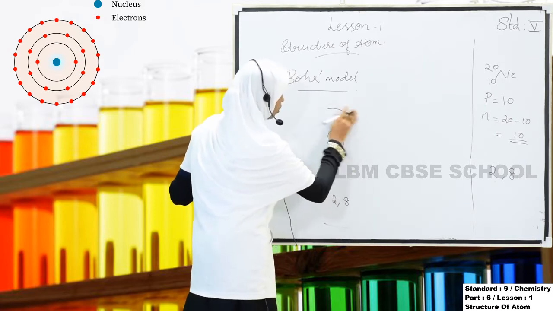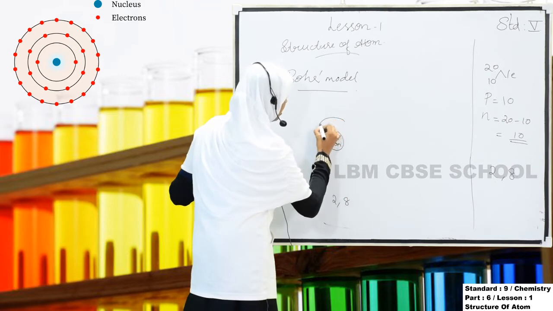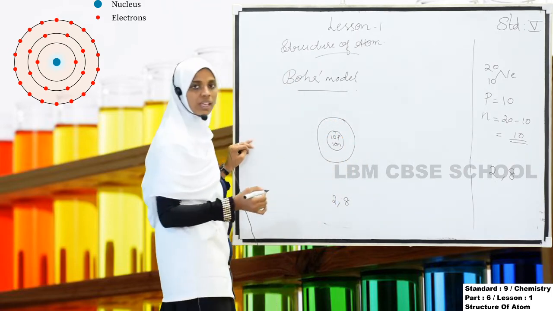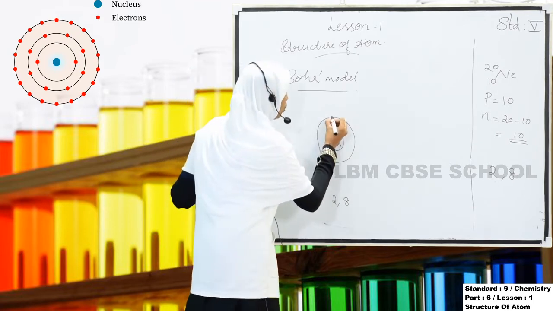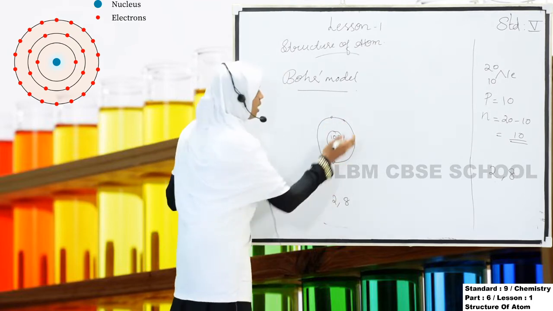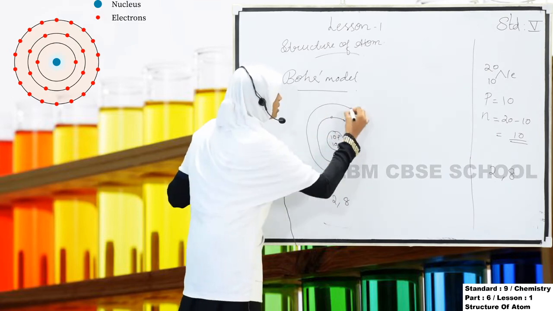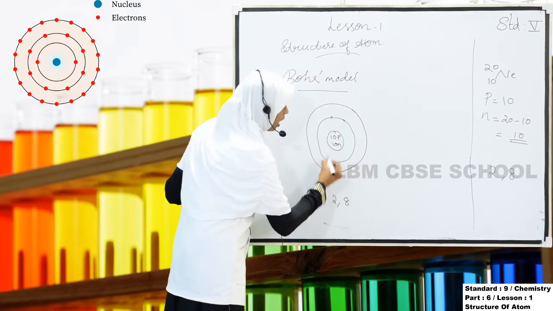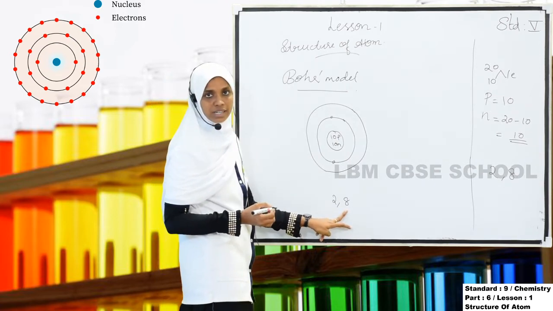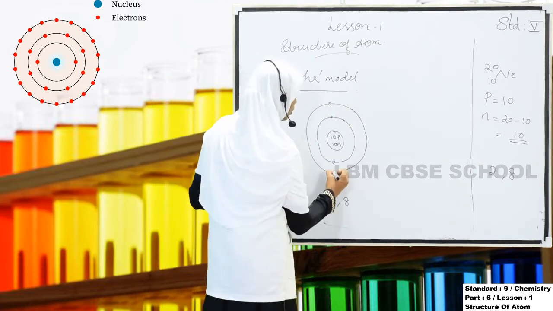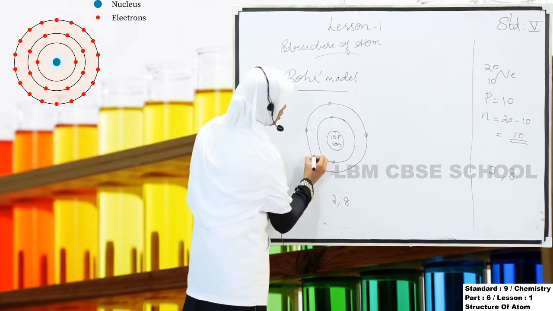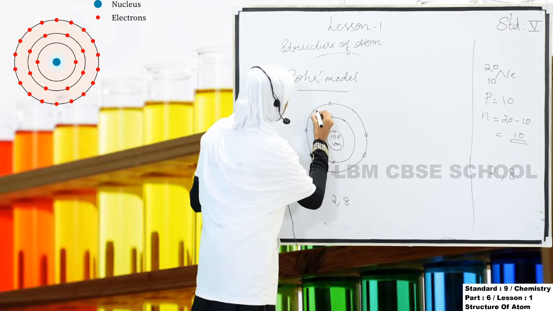Then we draw the first shell, the K shell. In the K shell how many electrons? 2 electrons. There is another shell: the first shell is the K shell and the second shell is the L shell. In the L shell how many electrons can we draw? 8 electrons: 1 2 3 4, then 5 6 7 8.